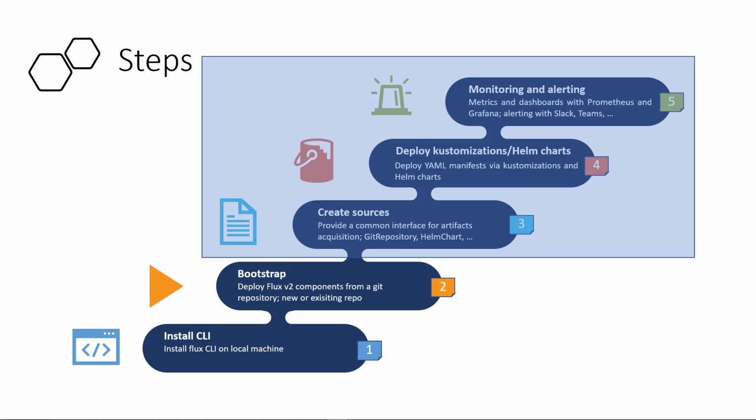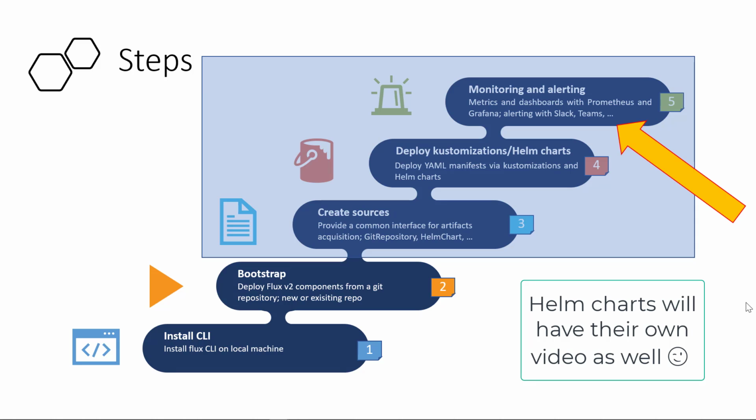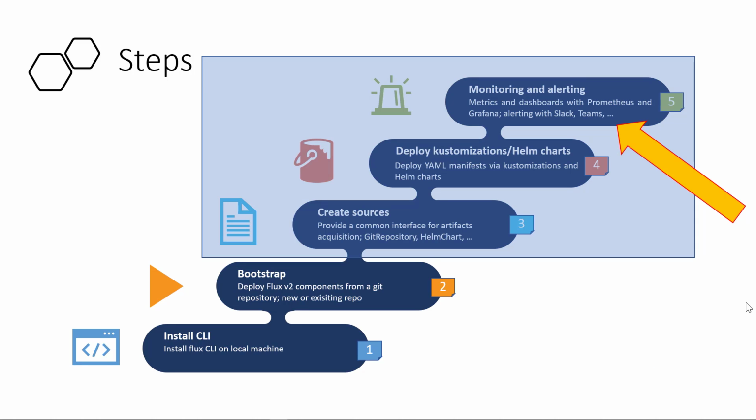Now, for a next video, we're going to focus on the last step, which is the monitoring and alerting step. So we'll see how to do monitoring with Prometheus and Grafana, and we'll also see how we can send events to Slack or Teams to see what Flux v2 is doing. So stay tuned for that next video.